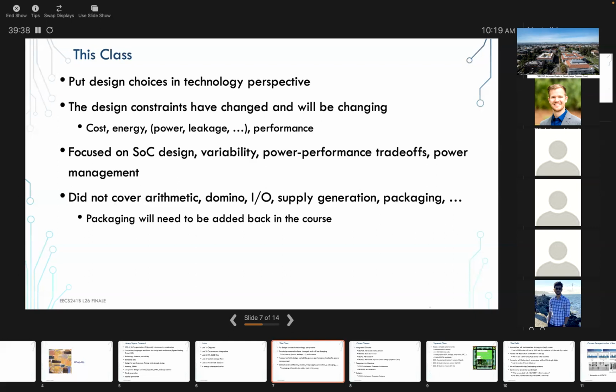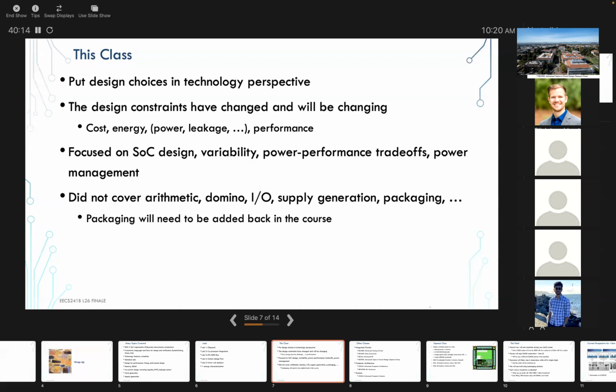We spent time on everything: design, variability, power-performance trade-offs, and power management. We did not cover things that we covered in the past. So if you discover some old exams, you will be scared. There are some pretty detailed arithmetic questions. You can do it. We trust synthesis tools nowadays. We can figure out how to do that. We didn't do domino logic whatsoever, and I used to spend like 4 lectures on domino logic and domino timing. We don't use it anymore.